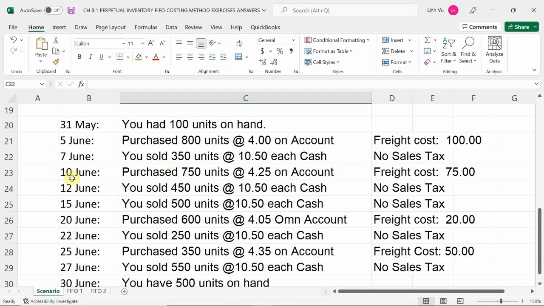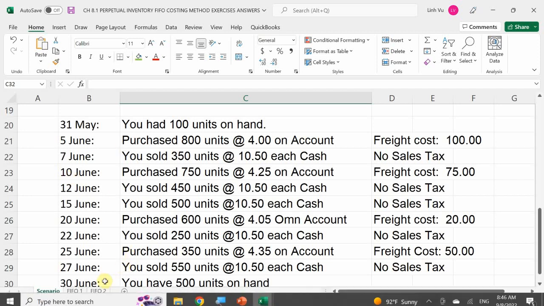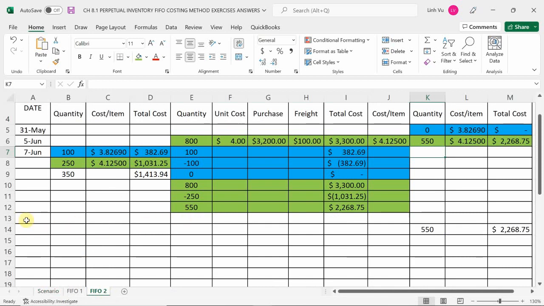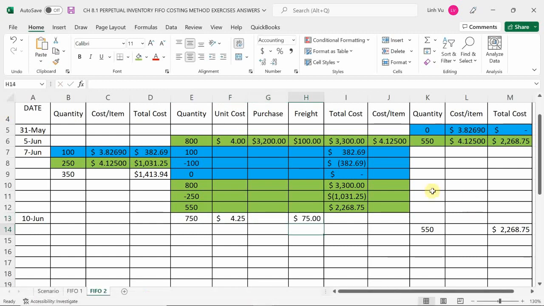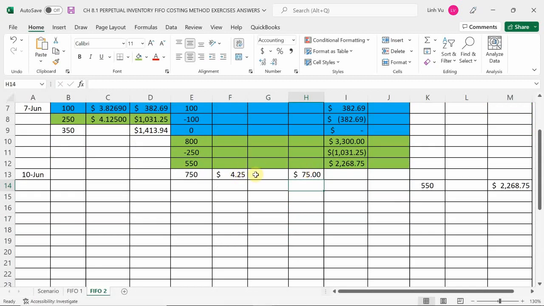So then next we have: we purchased 750 units at $4.25 each, with the freight costing $75 on June 10th. So once again, we made a new purchase of inventory. June 10, we purchased 750 at $4.25 with a freight of $75. So in this case, a new batch of inventory.